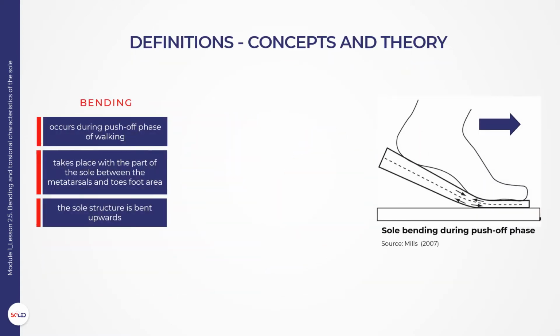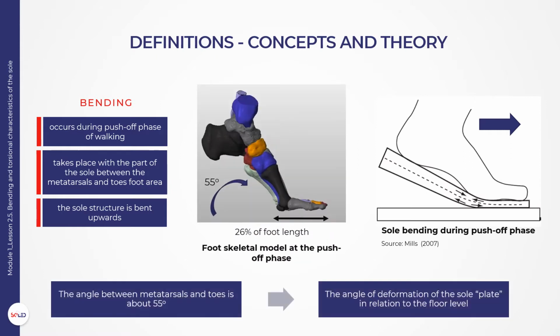Bending occurs at the push-off phase, Figure 3, and takes place with the part of the sole between the metatarsals and toes foot area, and the ground fixed, at about 26% of the full length of the foot, Xiong et al., 2013b. Therefore, the sole structure is bent upwards and the angle between metatarsals and toes is about 55 degrees, which is also the angle of deformation of the sole plate in relation to the floor level.